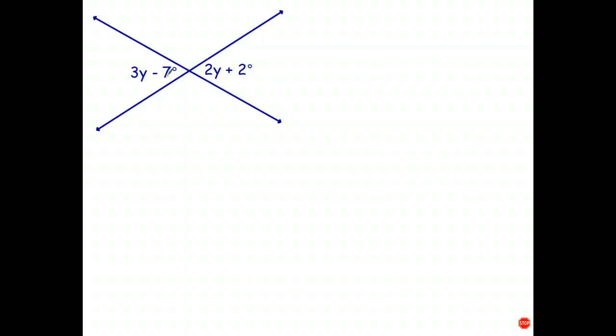Okay, welcome back, students. Now, what we know about these two angles is that they're opposite angles, and we know that opposite angles are always equal. So we can start by saying 3y take 7 equals 2y plus 2, and the coded reason is opposite angles are equal. Now, let's use our knowledge of algebra to solve this equation.